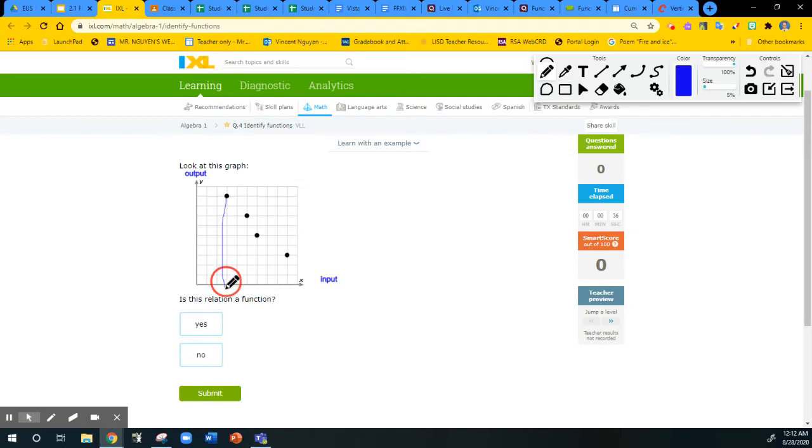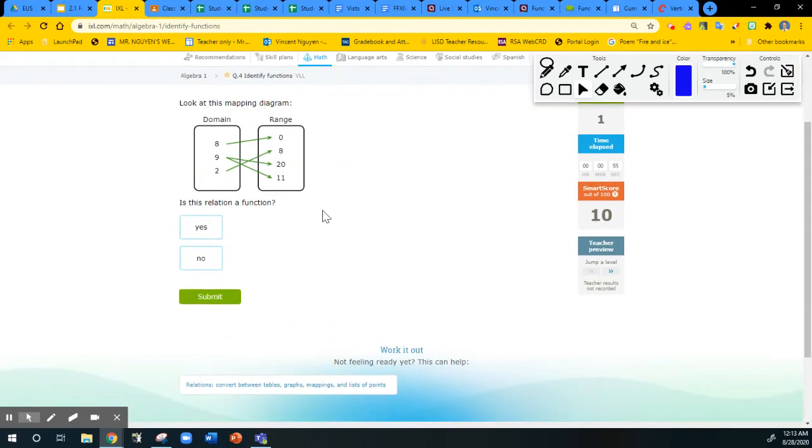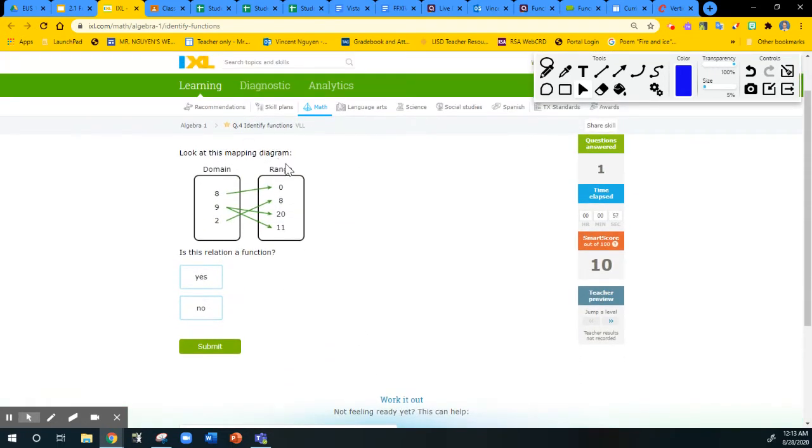So here's one input, right? Here's a different input. Here's another different input. Here's another different input. So all of our inputs are different. Therefore, we can say that this relation is a function. Okay. Next one, this is called a mapping, right? A mapping where they map the domain to the respective range values.